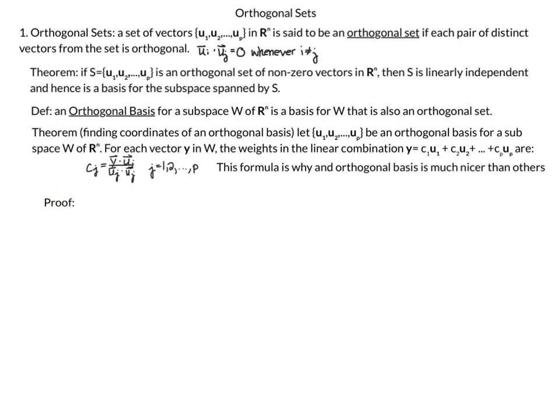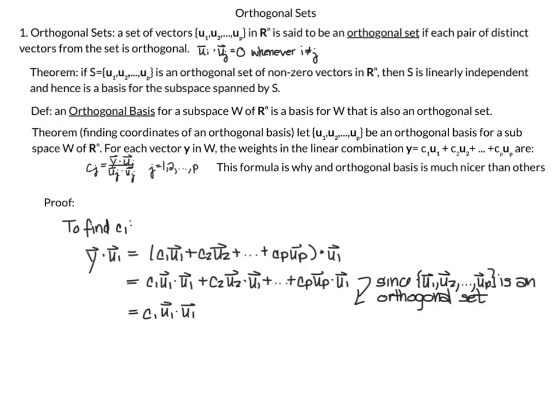We are going to prove this theorem and then we'll do some examples. To find c1, we're going to dot y with u1. So y, remember, is a linear combination of our basis vectors. We're going to dot it with u1. And much like our other proof, once we dot it, we can distribute in, and I rearranged my terms.